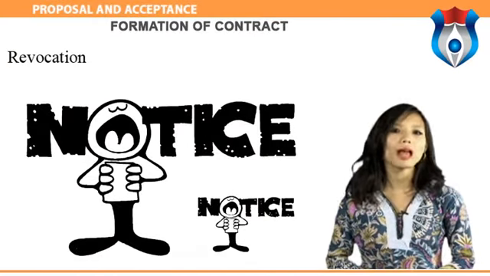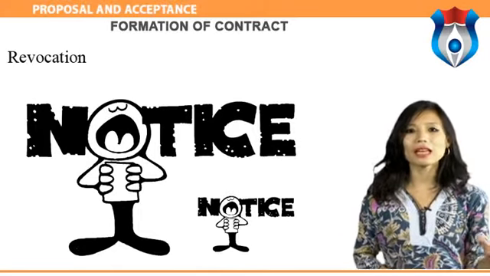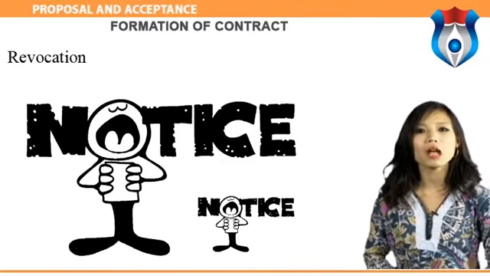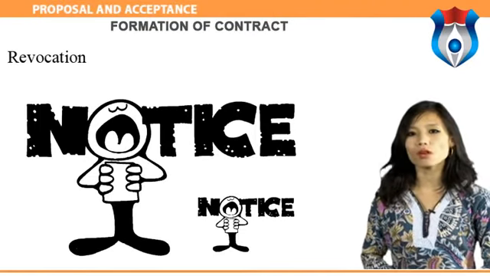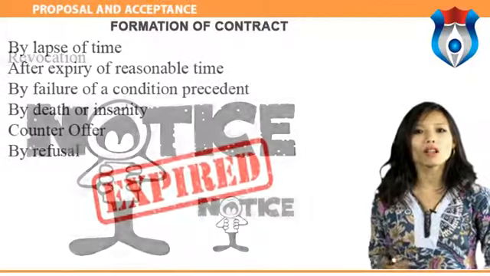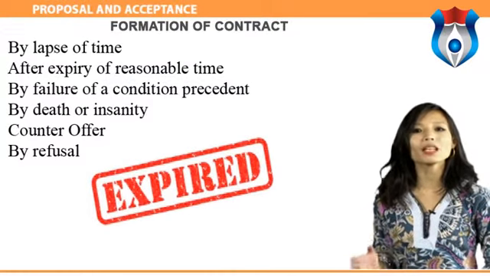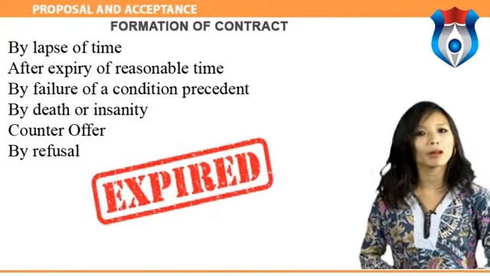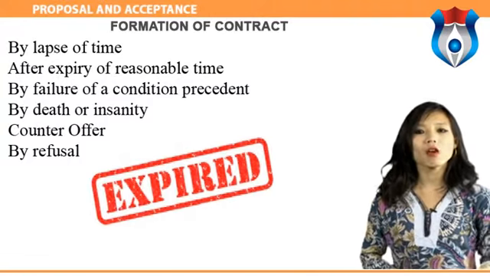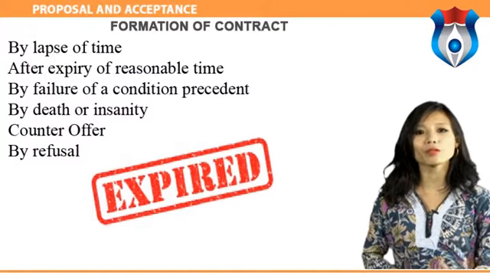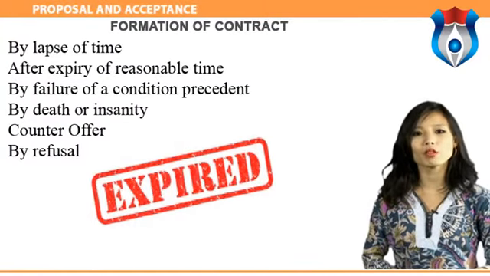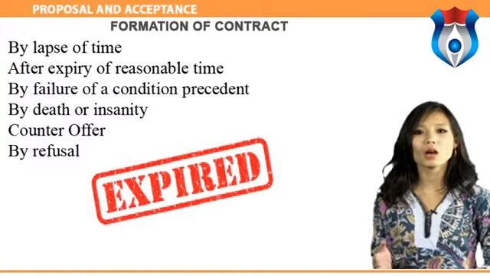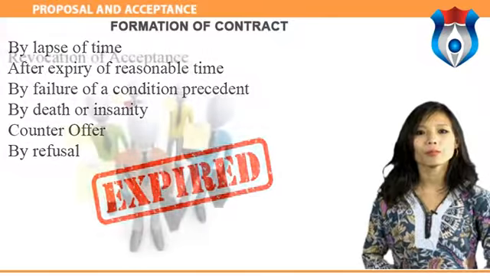When does an offer lapse? An offer comes to an end and is no longer open to acceptance under the following circumstances. Section 6. By notice, if the offerer gives notice of revocation to the other party. Once an offer is accepted, there is a binding contract. By lapse of time, after expiry of reasonable time. By failure of a condition precedent, an offer lapses by the failure of the acceptor to fulfill a condition precedent to acceptance where such a condition has been prescribed. By death or insanity, counter offer, by refusal.